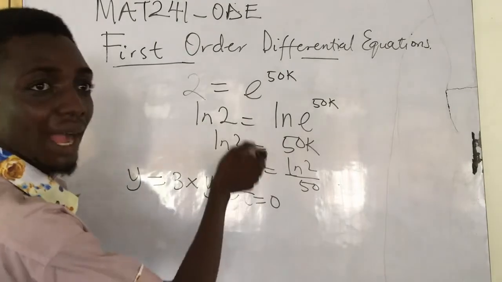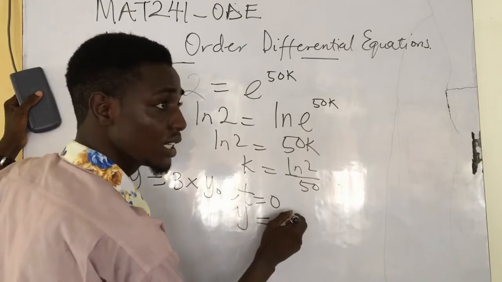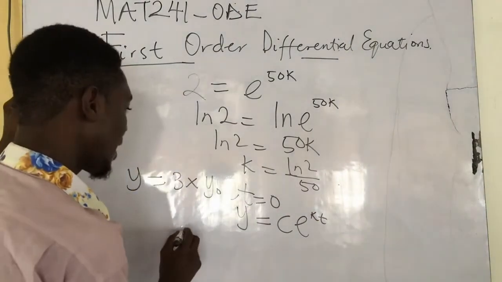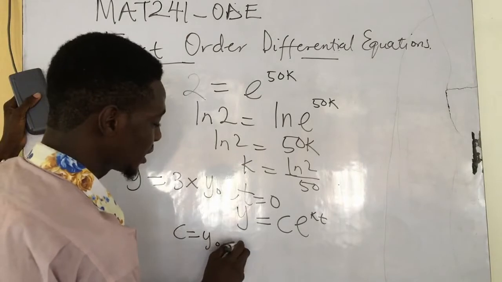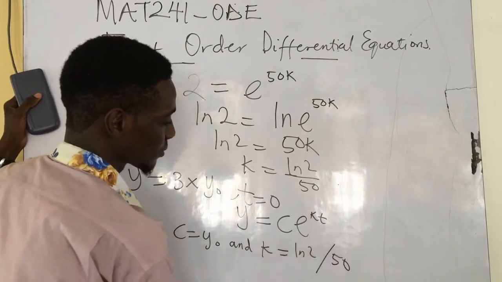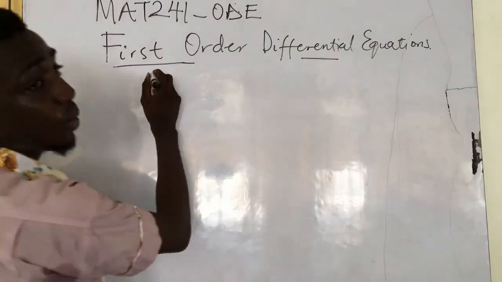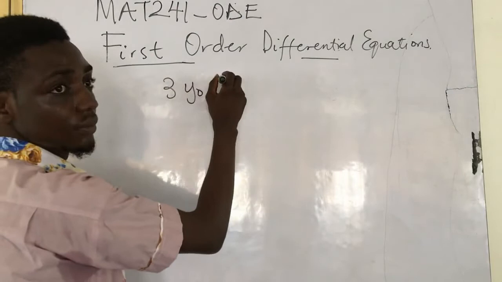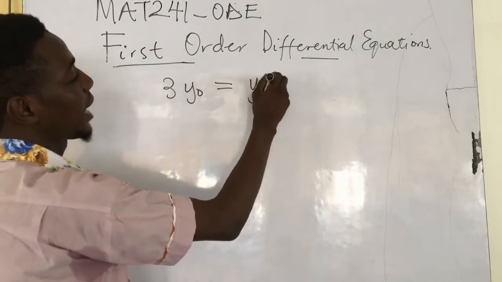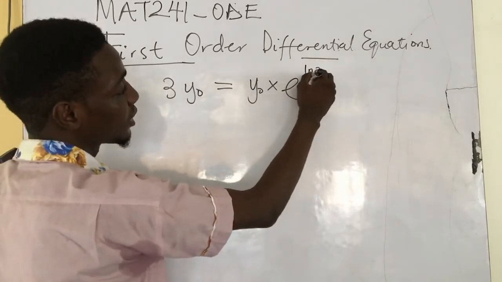Now, substituting them back in our equation, where our equation is y equals C e raised to power kt, right? And we know already that our C equals y naught and our k equals ln 2 divided by 50. So we substitute all this and it will help us move forward. So we have 3 y naught being equal to C, which is y naught, times e raised to power kt, and our k is ln 2 over 50 times t.